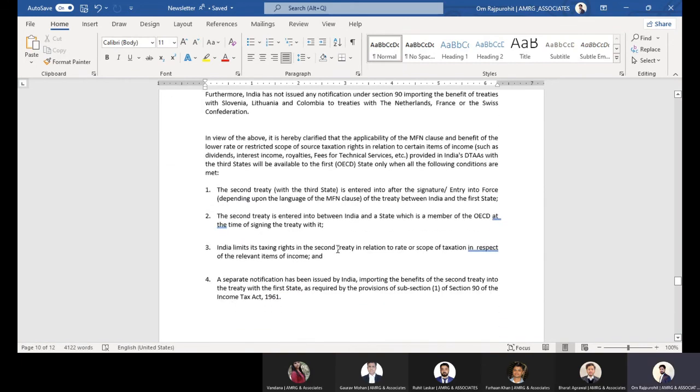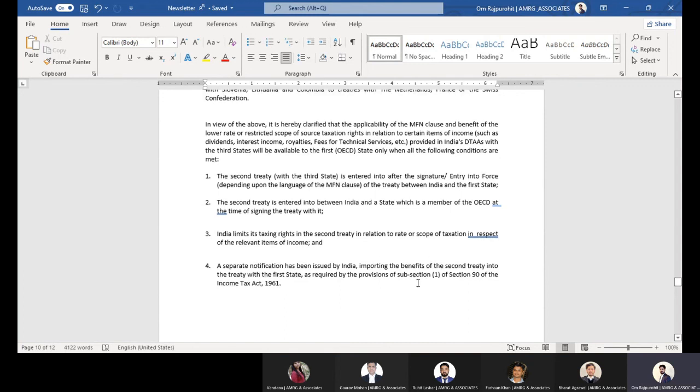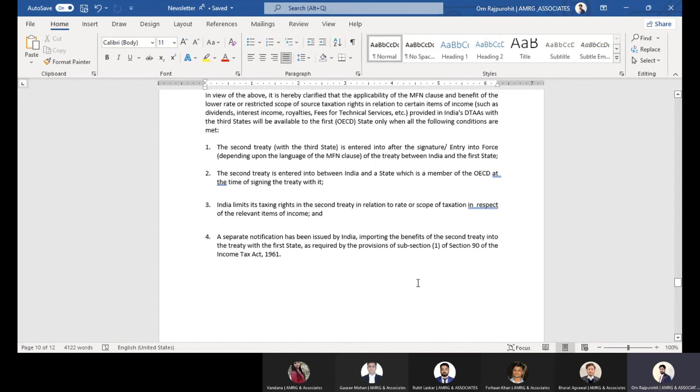So, let me read out the conditions, which is nothing but a rephrasing of the circular. There are four conditions. The second treaty, which is with the third state, is entered into after the signature and entry into force of the treaty between India and the first state. The second treaty is entered into by India with a state that is a member of OECD. India limits its taxing right in the second treaty in relation to the scope of taxation in respect of the relevant treaty, and a separate notification has been issued.